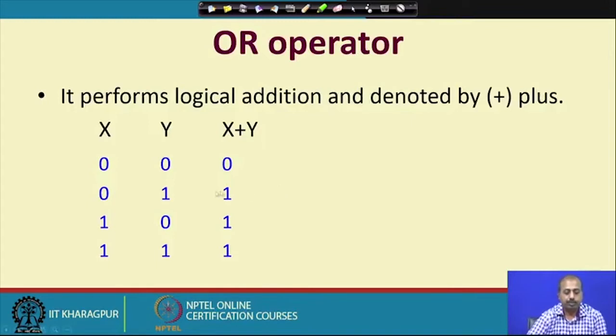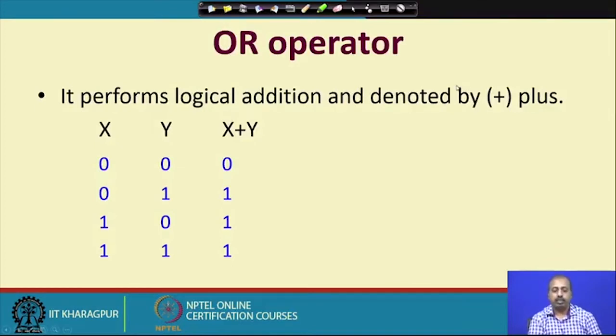So, this is like this: if we have both the operands as 0, then only the result is 0, and otherwise the result is 1. So, 0 OR 0 is 0, 0 OR 1 is 1, 1 OR 0 is 1, 1 OR 1 is 1. This logical OR operator is often denoted by a plus symbol.